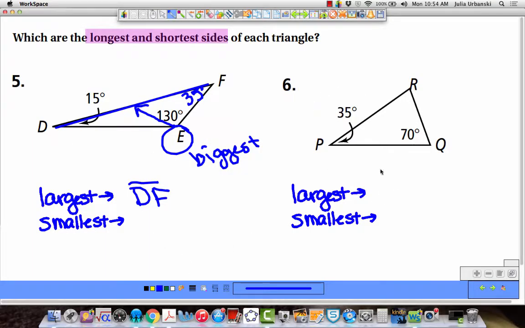And number 6. This is 70, this is 35. What does angle R equal in degrees? Check your calculators. 75. 75, thank you. Easy money. So now, what's the biggest side going to be? R is the biggest angle, and then across from it is PQ. Good. All you have to do is find the biggest one in the picture and then look across from it. Angle R is the biggest angle, so across from it is side PQ.